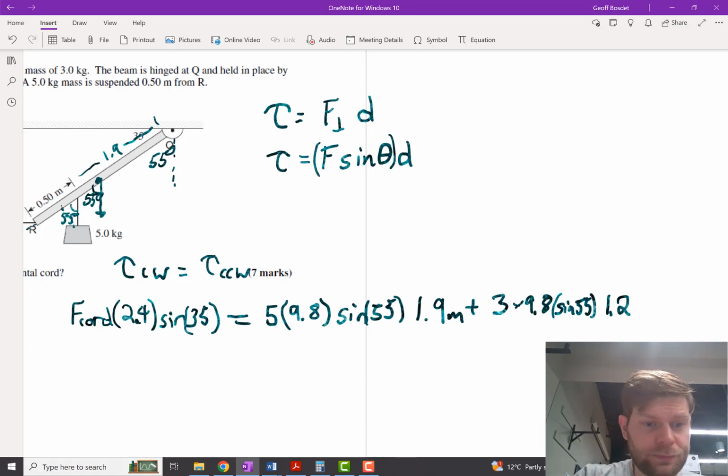And this is it. Torque because of the chord equals torque because of the mass plus torque because of the beam itself. Do some algebra, solve for F chord, and you are done.